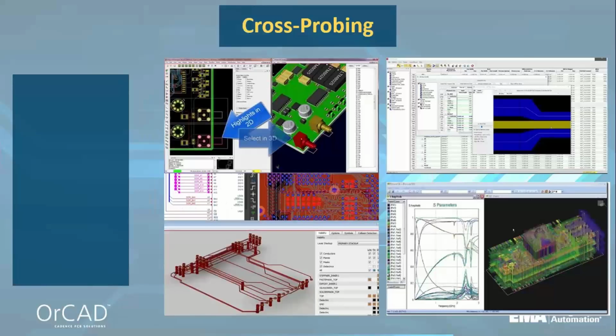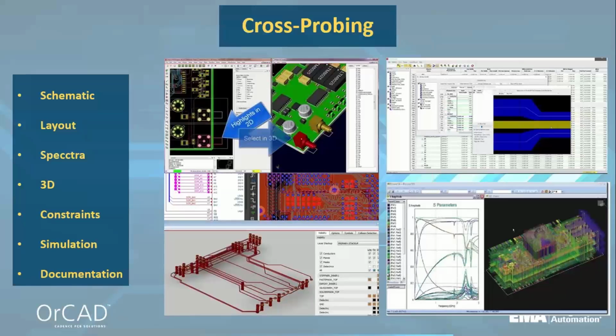But we have the full cross-probing tools built into our tools, whether you're in the schematic, in layout, in the auto router, or the interactive routers. Should you be in 3D and need to select a part in 3D and also grab it in the schematic or whatever tools you've got up in your windows and your layout. Constraints, simulation, and documentation. Even the documentation has cross-probing.